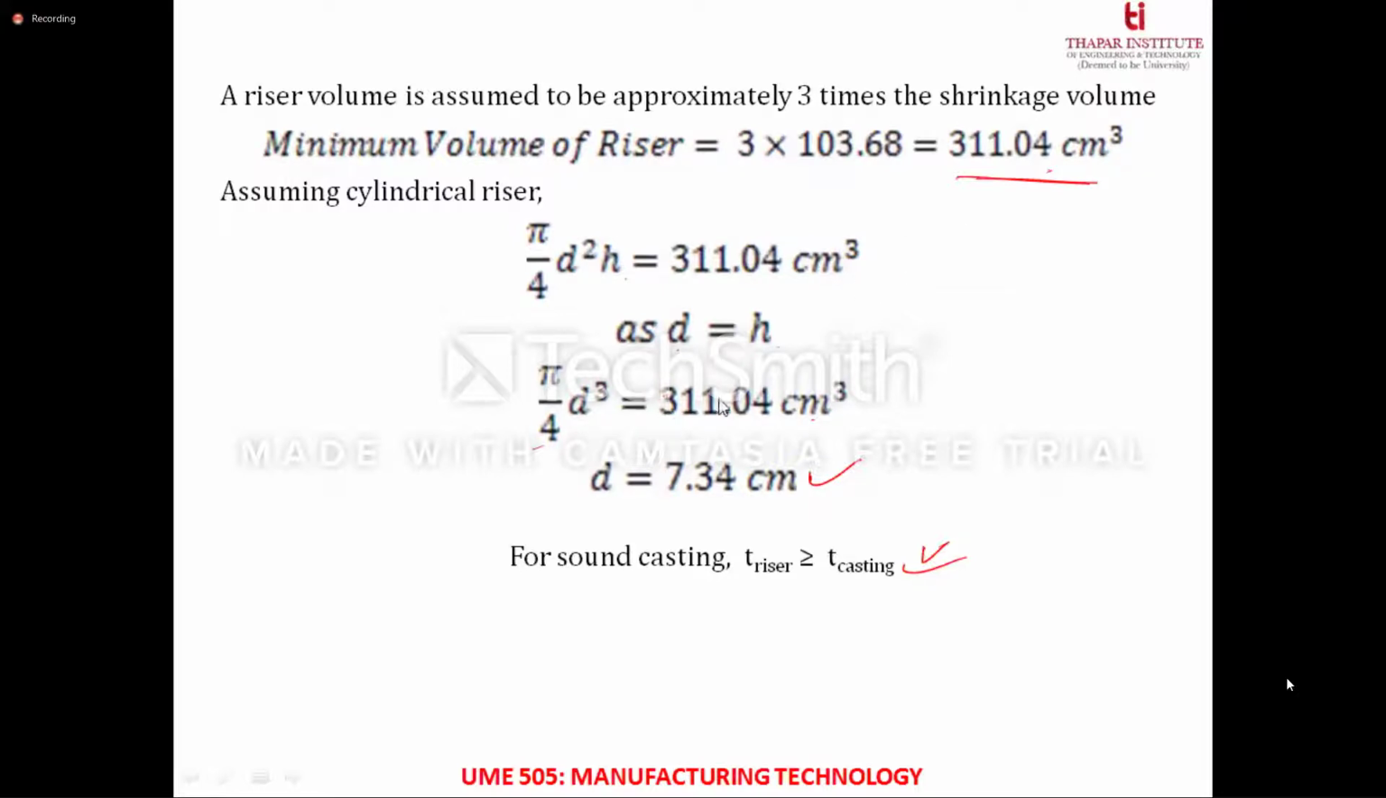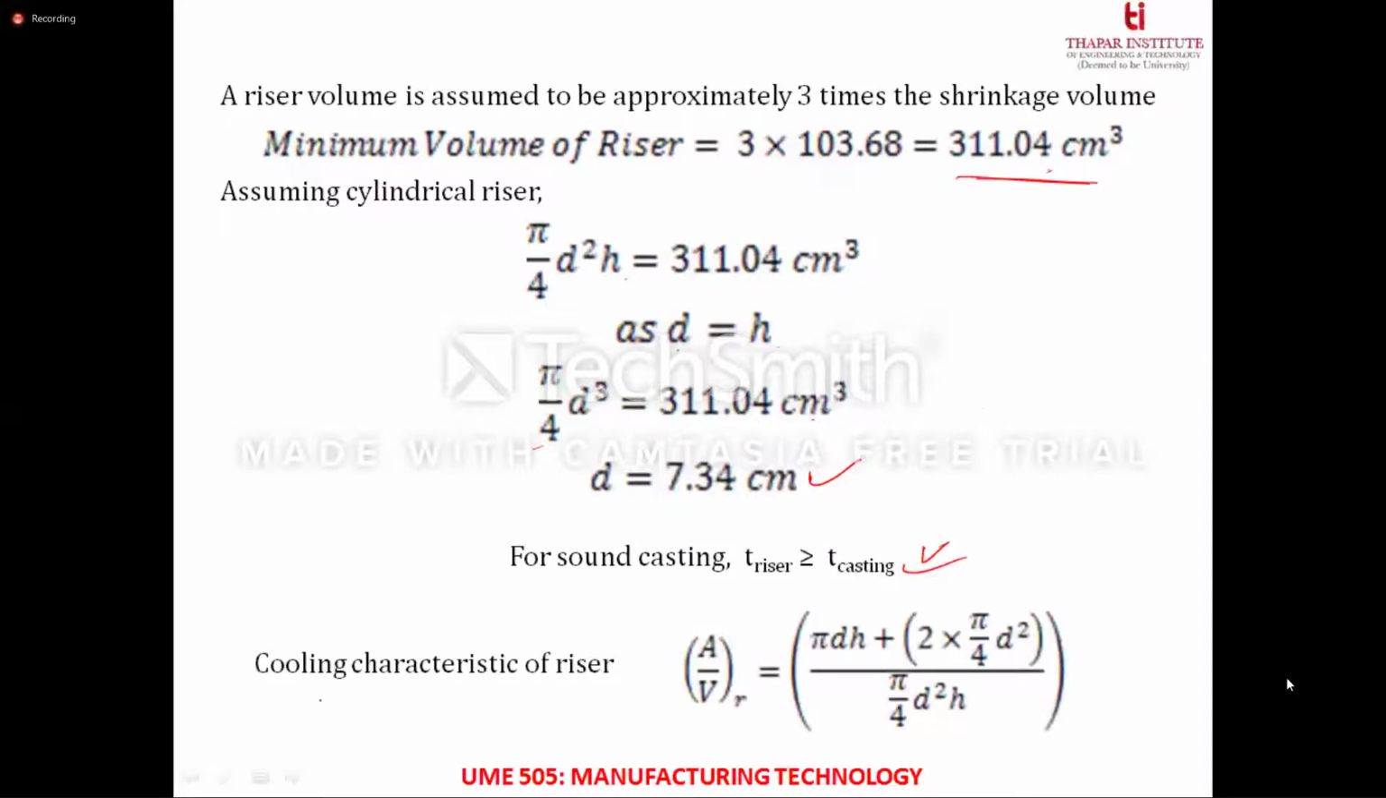So now let us look at the cooling characteristic of the riser. Now what is cooling characteristic? The cooling characteristic is given as surface area by volume. So now what will be the surface area? If you remember, this is basically your riser, and it is a cylindrical shape. So what is the surface area of a cylinder? The top and the bottom area is pi by 4 d square, so this is this part, and the circumference is equal to pi d h. So that is compensated over here, and the volume we all know is pi by 4 d square h.